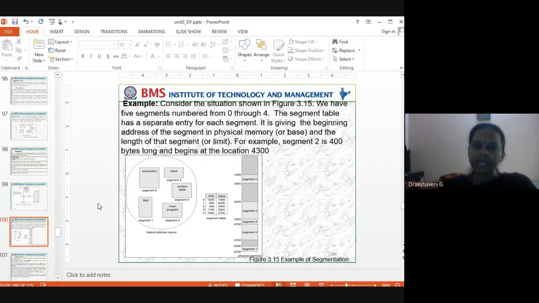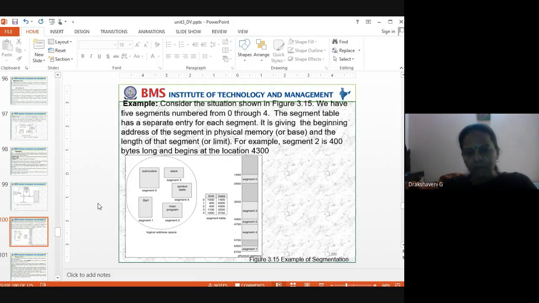The segment table has a separate entry for each segment. So each one will have its own entry. It gives the beginning address of the segment in the physical memory, or the base address, and the length of that segment. For example, segment 2 is 400 bytes long and begins at location 4300.